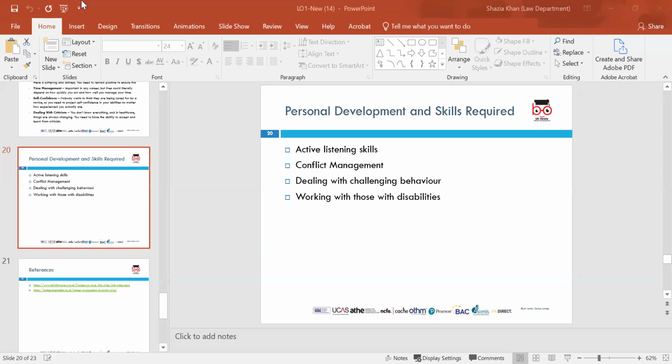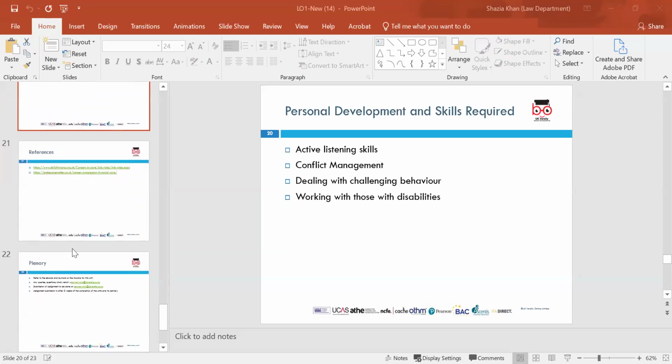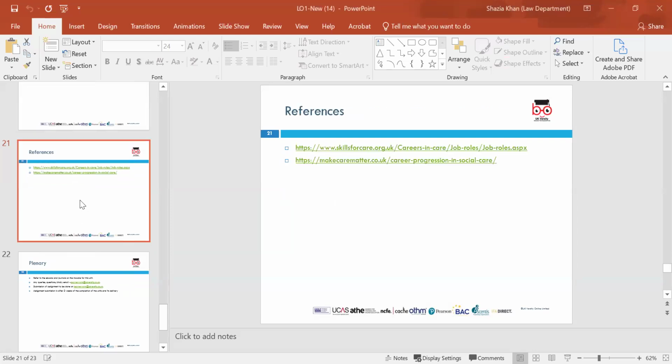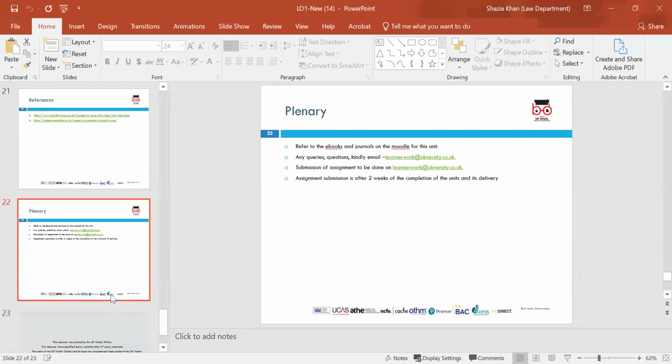Has anyone got any questions? So these are the references we've used today, so you can follow the links if there are any you want to go on, and any ebooks are available on Moodle for you, for any additional learning.